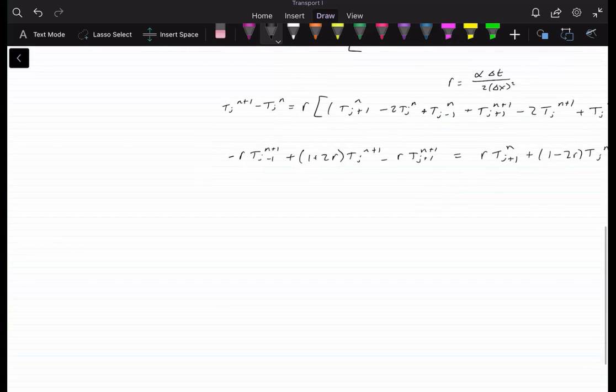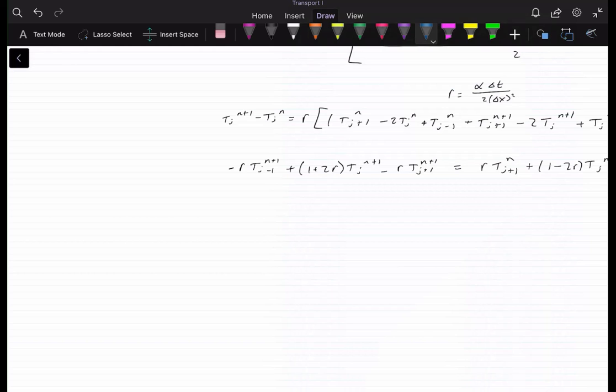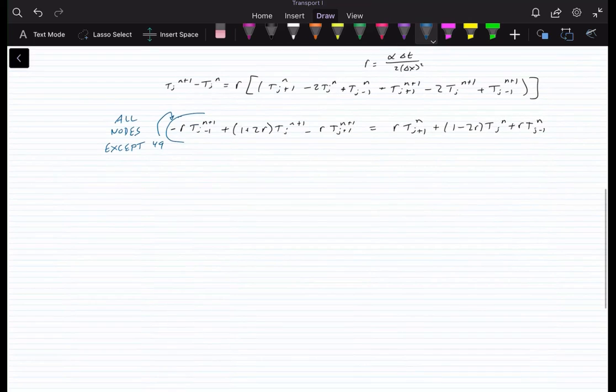So what we can do is go ahead and apply that. I'm just going to write a side note in here. Is blue dark enough? Yeah, we can see blue. Okay, so all nodes except 49. And this is just going to be this whole equation. I'm just going to put a little weird circle around it.